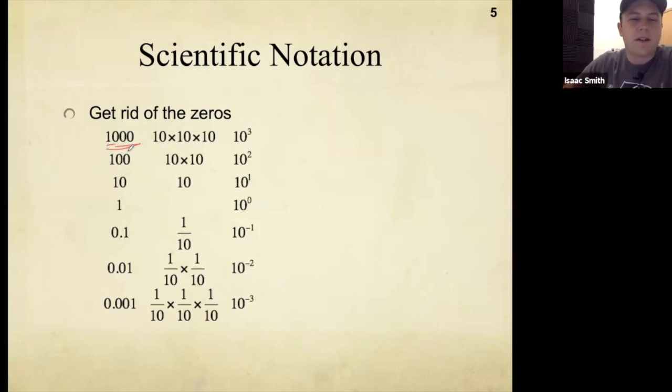We have this 1,000 here, right? So 3 zeros. To get to 1,000, you would do 10 times 10 times 10, which is 10 to the third. So 1,000 could also be written as 1 times 10 to the third power, right? So scientific notation allows us to focus right here on this 1, and then you can throw in a power of 10 in order to get rid of all these zeros.